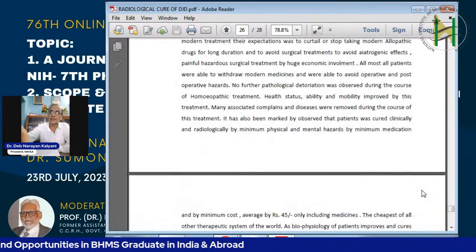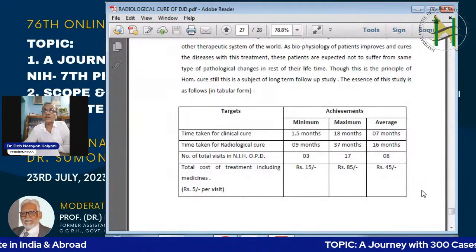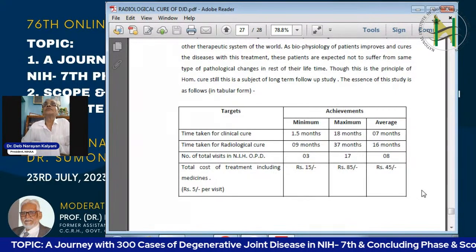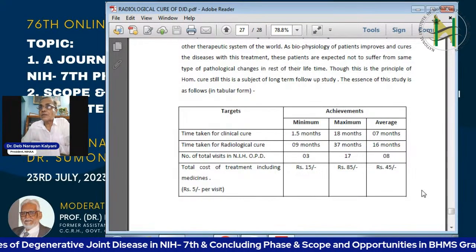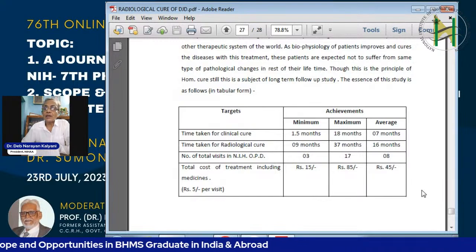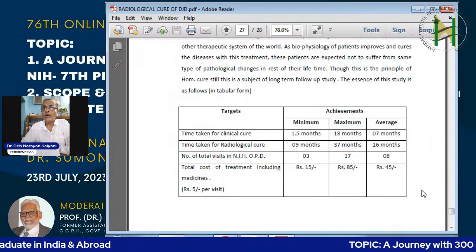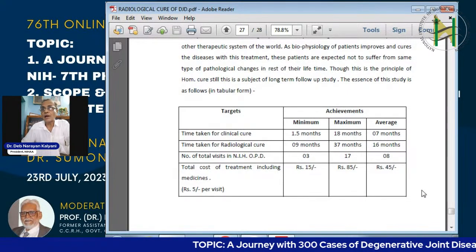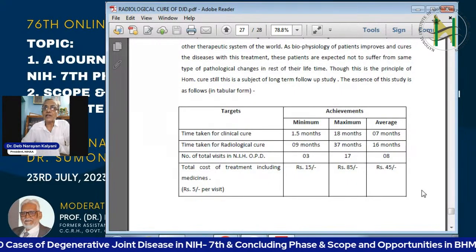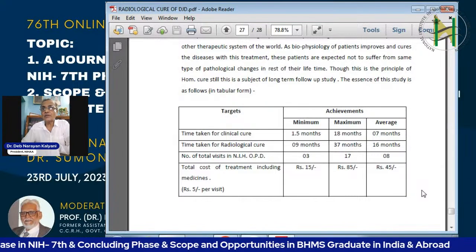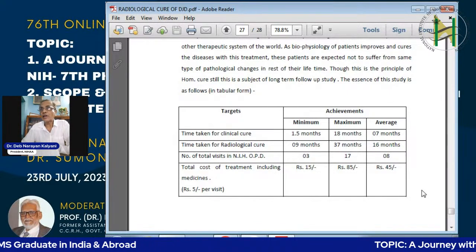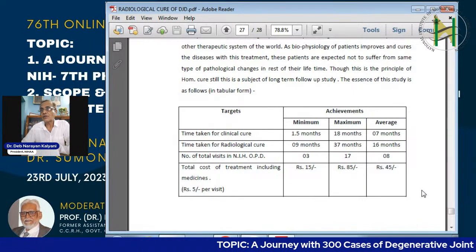I don't want to go into details of literature. This was an article prepared for publication. Now, the targets, this is very important. Time taken for clinical cure: 1.5 months minimum, maximum 18 months, average 7 months. Just imagine, a bony disorder usually grows very slowly over a few years. Within 1.5 months we can cure some cases, and the maximum taken has been 1 year and 6 months. Clinical improvement we can show within a very short period. Time taken for radiological cure is minimum 9 months, maximum 37 months, 16 months average.